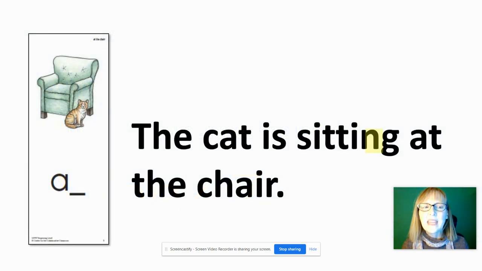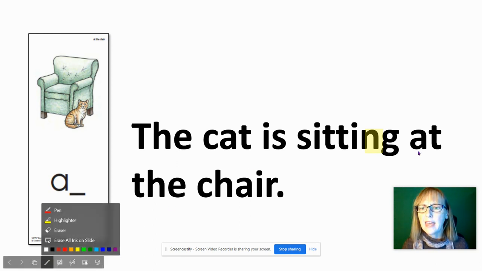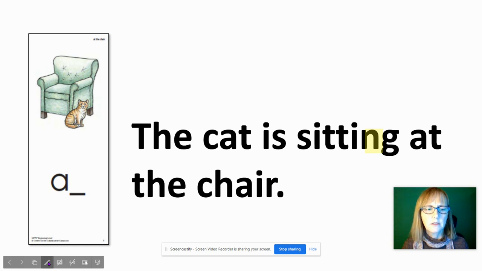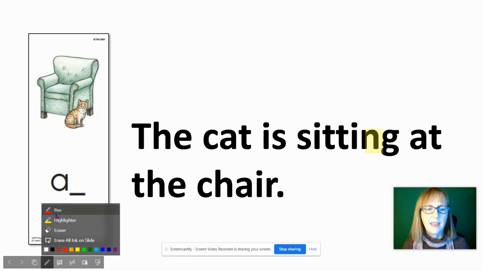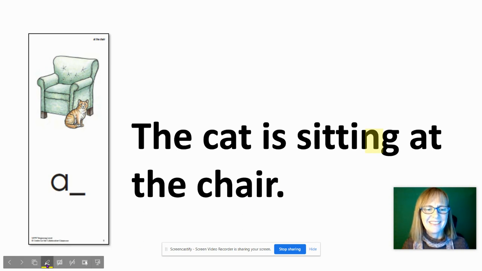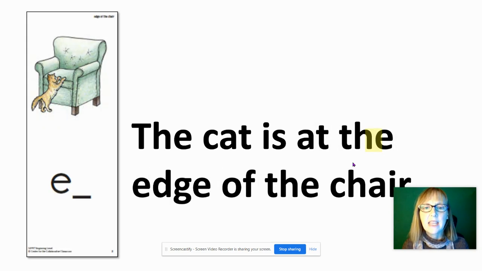Let's get started. Here are our short vowels. This is our first one. A, the cat is sitting at the chair. We can see that the A here, let's try this. Here is the A for at. That's the A sound, short sound of the vowel A. A. The cat is sitting at the edge of the chair.